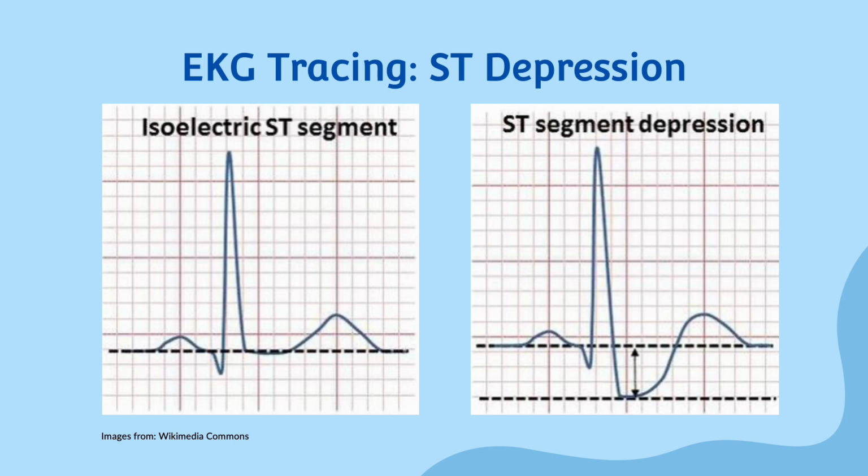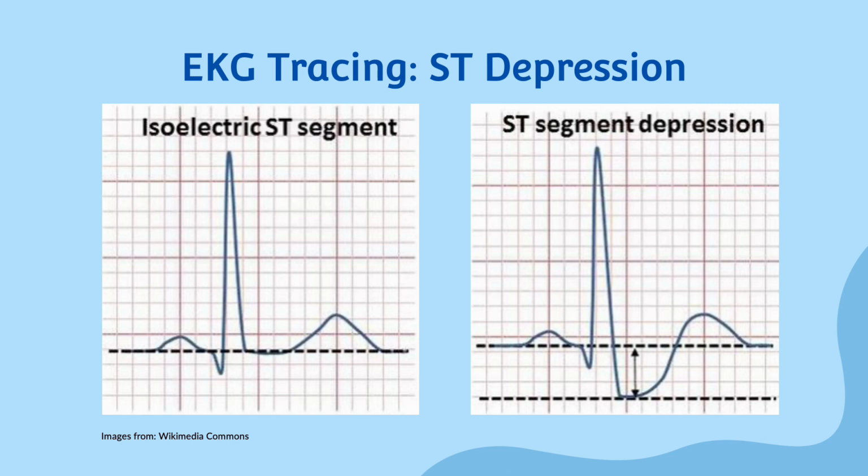Now, ST depressions on an EKG also indicate ischemia. In this case, the electrical signal is depressed below the baseline, creating a characteristic scooping appearance on the EKG tracing. Similar to ST elevations, the location and depth of the ST depression can provide important diagnostic information about the type and location of the ischemia. ST depression, unlike ST elevations, is representative of myocardial ischemia that is not transmural, but rather is only partial thickness with regards to the myocardium.